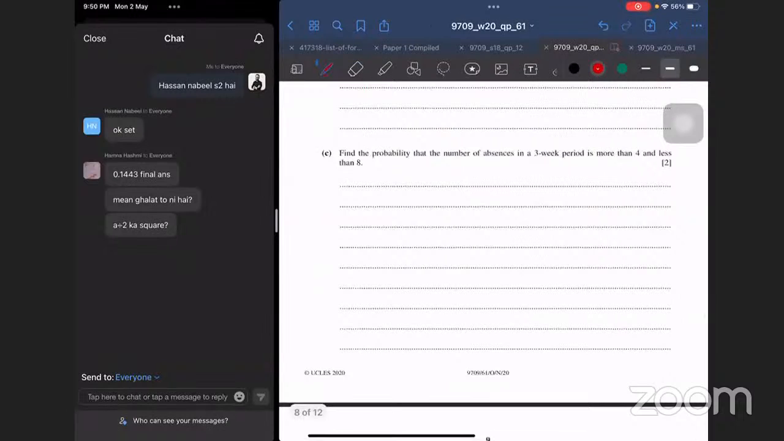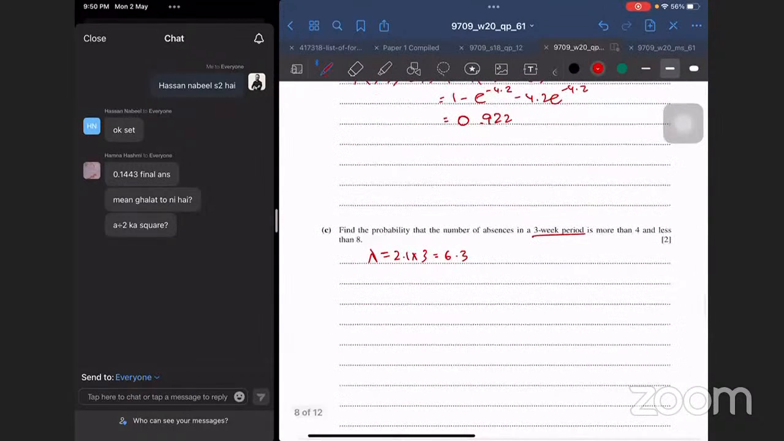Okay, find the probability that the number of absences in a 3-week period is more than 4 and less than 8. So a 3-week period gives me 2.1 times 3, which is 6.3. And I want more than 4 but less than 8. So I'm asking you to find the probability of 5, 6, and 7.